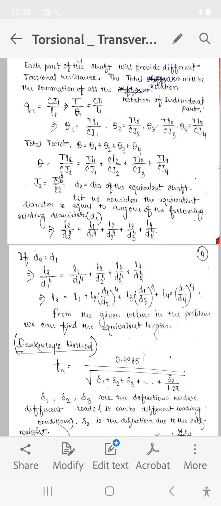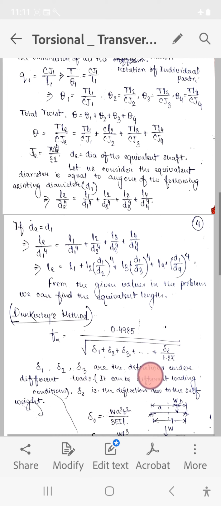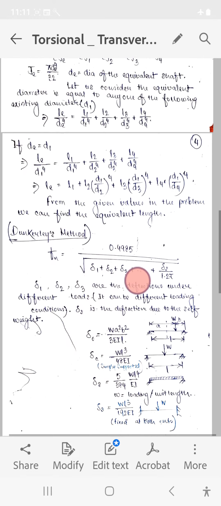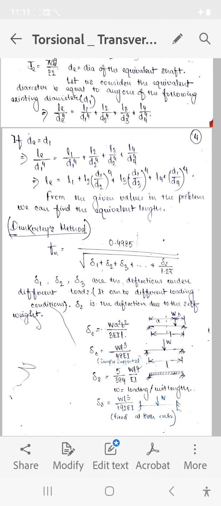That's what I have written. Delta 1, delta 2, delta 3 are the deflections under different loading conditions. It can be different loading conditions. So delta 1 can be an offset loading, delta 1 can be a central loading. Delta s is the deflection due to the self weight. Here I have shown different loading conditions, for example offset.